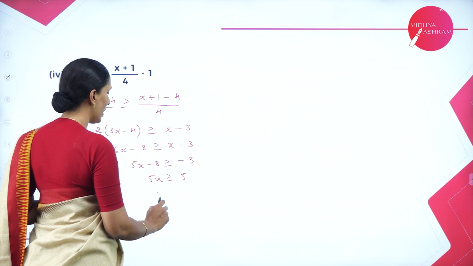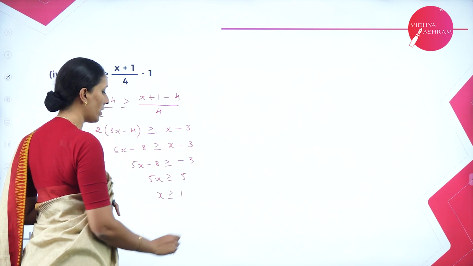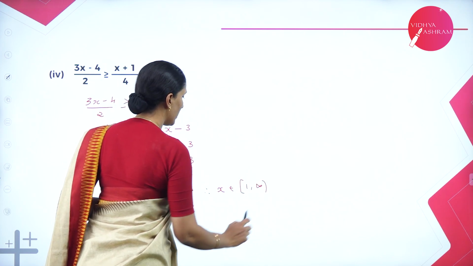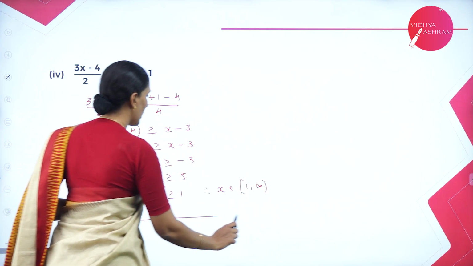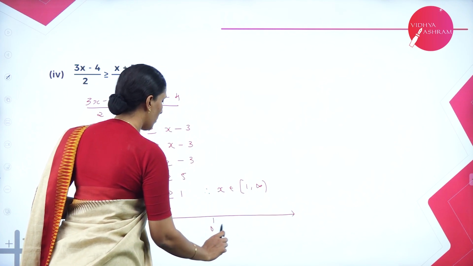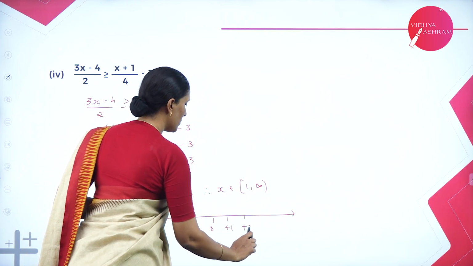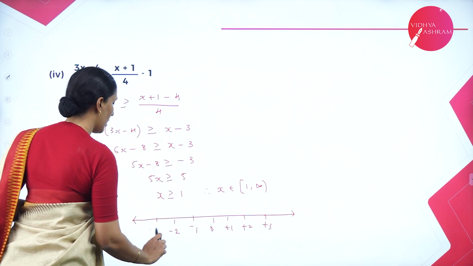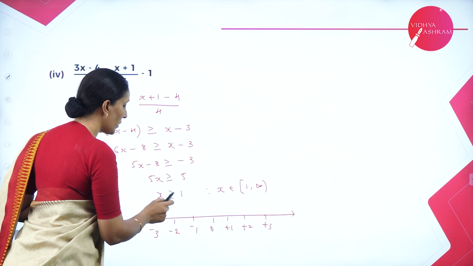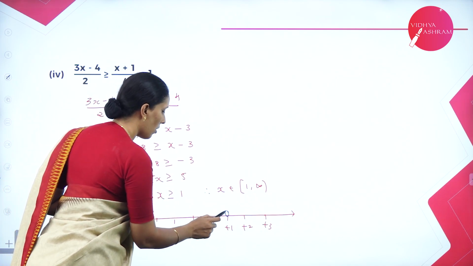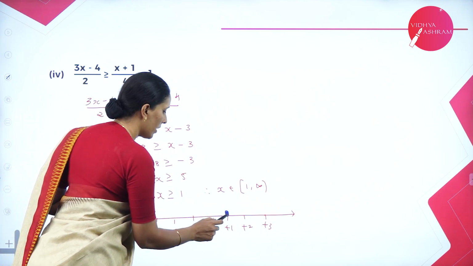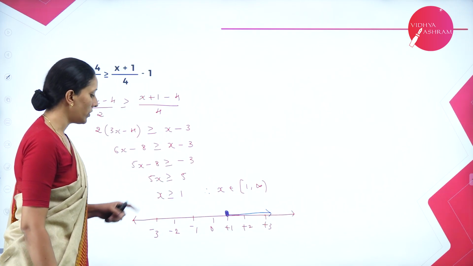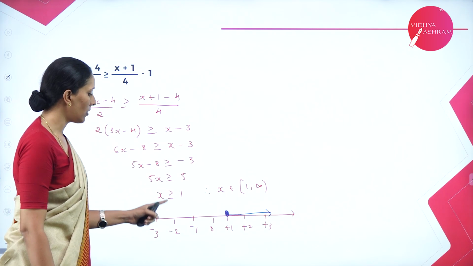We'll divide by 5. Then x is greater than or equal to 1. So therefore, the solution is [1, infinity). So if we represent this on the number line, so 0, plus 1, plus 2, plus 3, minus 1, minus 2, minus 3. Now here since we need to include 1, I'll draw a closed circle on 1 and indicate the solution towards the right hand side, which is all the numbers x greater than or equal to 1.